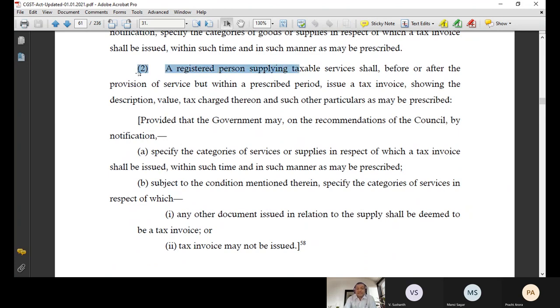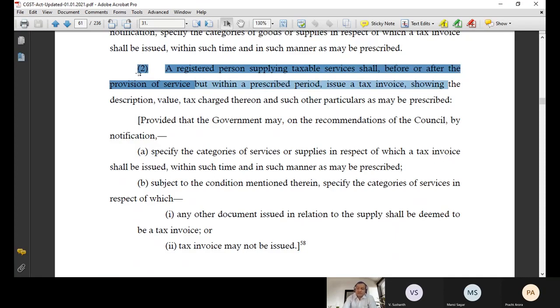A registered person supplying taxable services, again the words are taxable and registered, shall, before or after the provision of service. So before there is no problem, but at the time is not there. Or after, even when the services have been provided, after this also the invoice can be issued, there is no problem. But this after doesn't have an indefinite limit. It has a prescribed limit. It is not that after means you will issue the bill after 2 years, 3 years. No, after, but within a prescribed period. I will tell you that period.